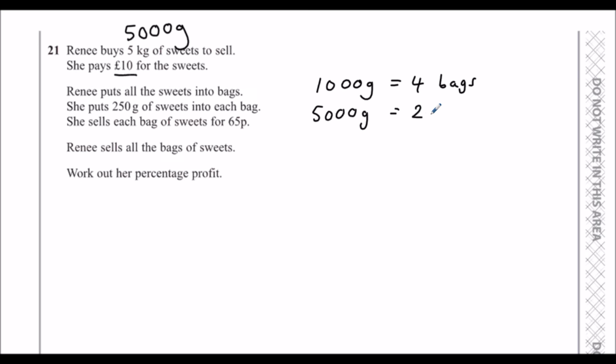So her cost is £10, and she's got 5 kilograms, which is 5,000 grams of sweets. 250 grams of sweets go into a bag. So 1,000 grams is 4 bags. So times that by 5, 5,000 grams must be 20 bags of sweets. So she's got 20 bags of sweets, and she's selling them for 65p each.